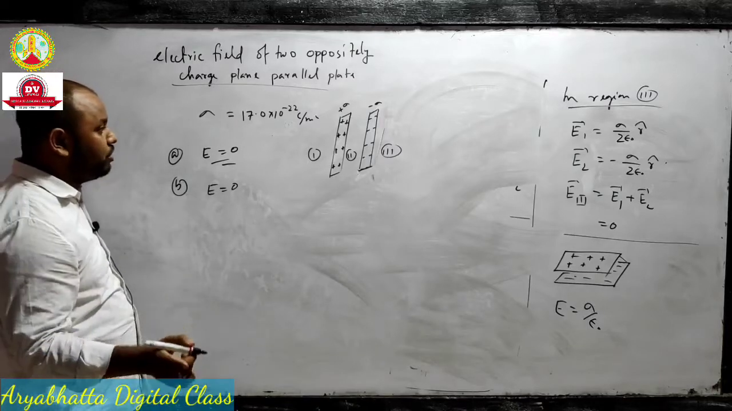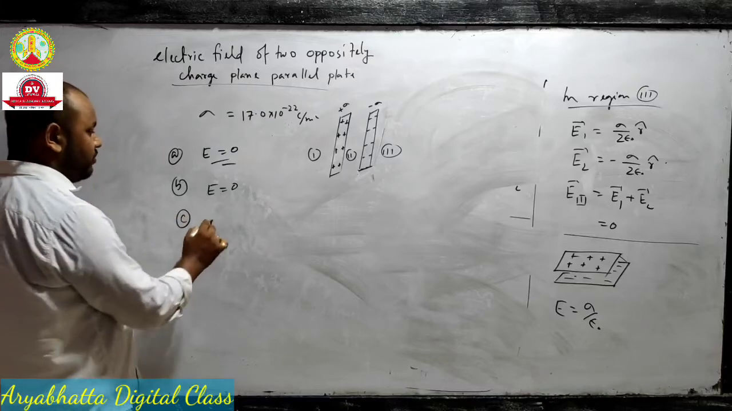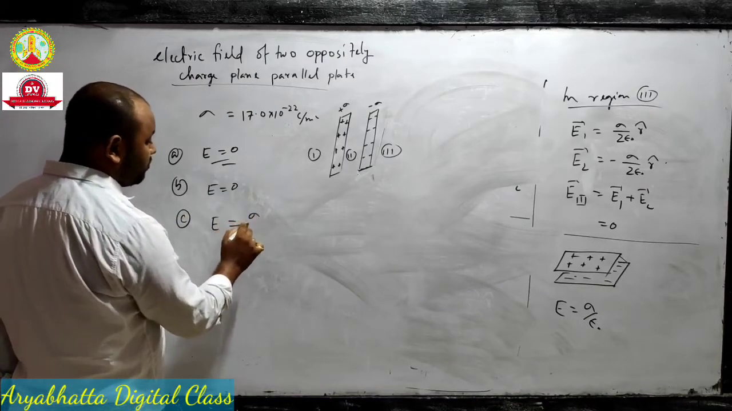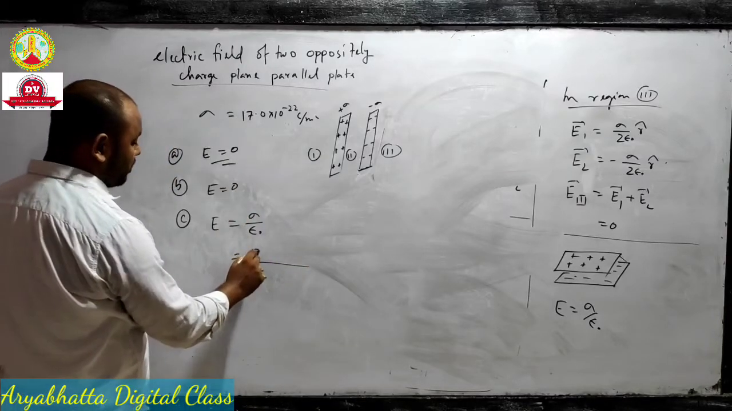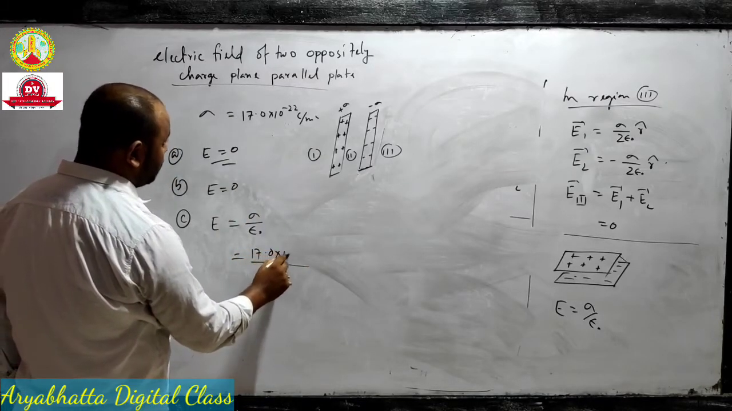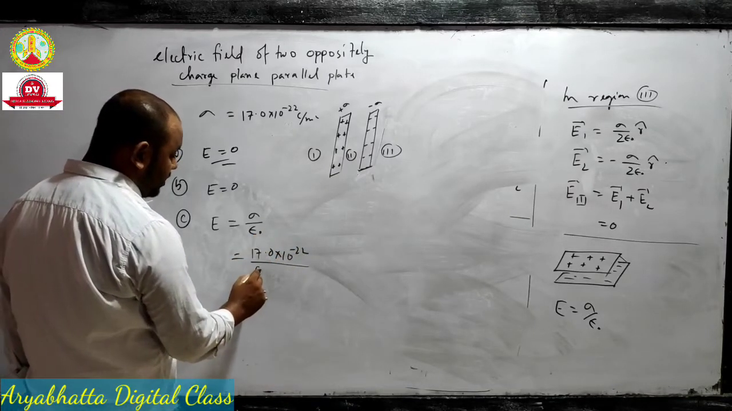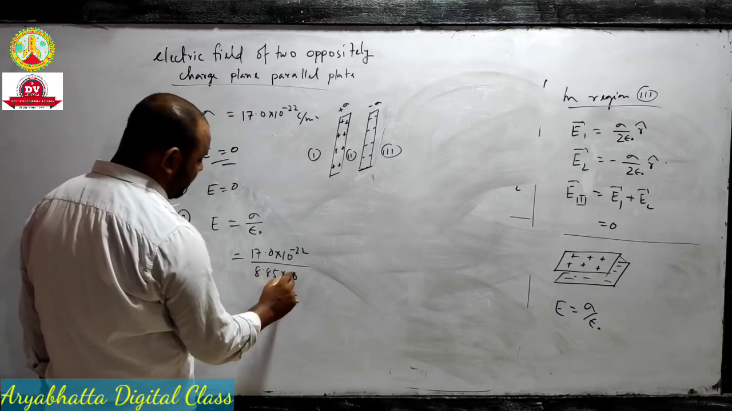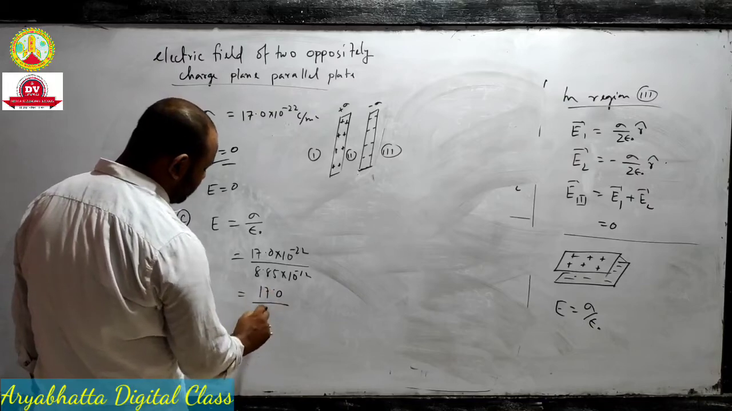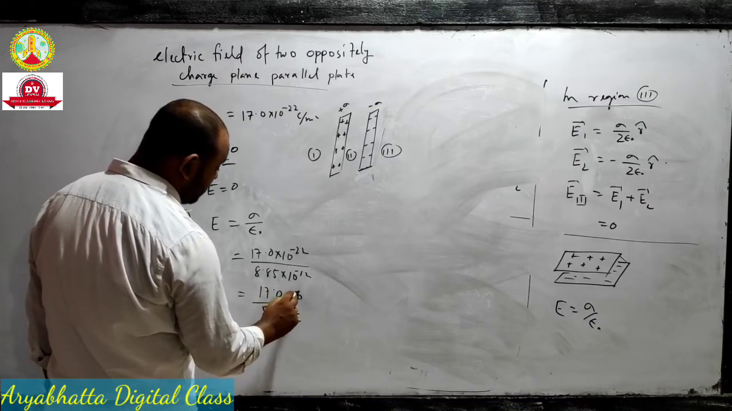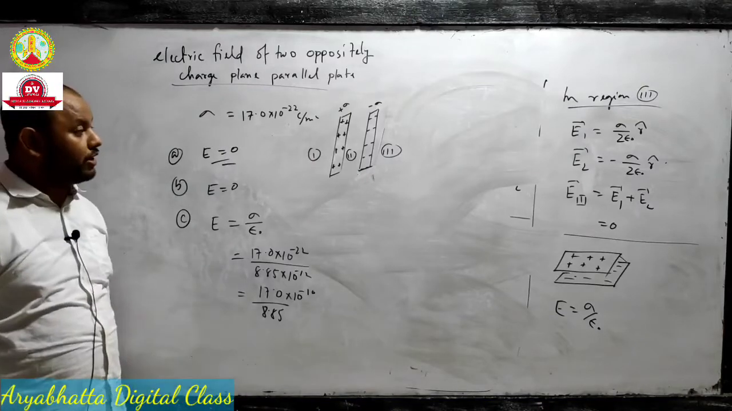And what is the value of electric field in between the two plates? In between the two plates, the electric field is E equal to sigma by epsilon naught. Sigma is given, which is equal to 17.0 into 10 to the power minus 22, and epsilon naught is 8.85 into 10 to the power minus 12. So if we divide, 17.0 divided by 8.85 into 10 to the power minus 10, you will find the value of electric field between the two plates.